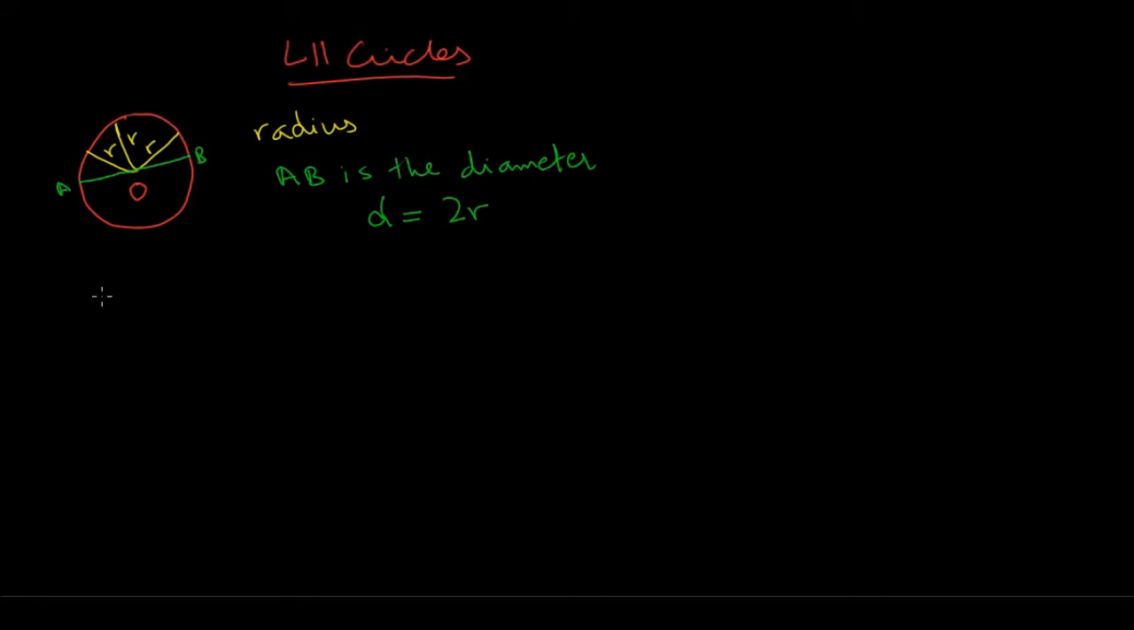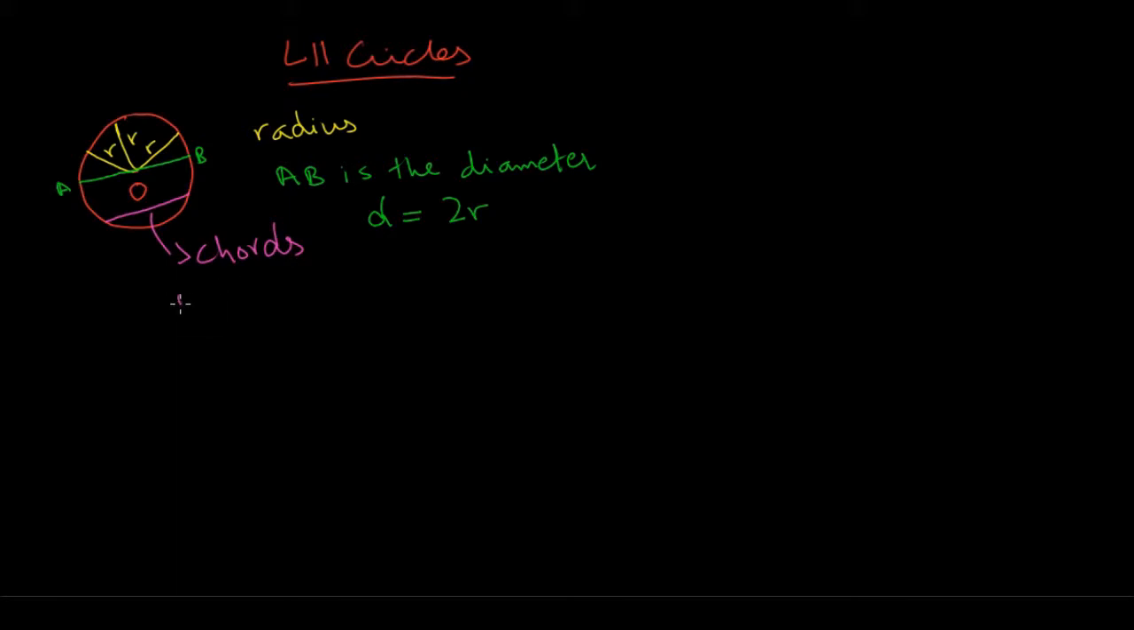The other line segments that you need to be aware of are those that go from one edge to another edge, but they don't pass through the center. These are known as chords. Again, edge to edge, but they don't pass through the center. One thing to know is that all diameters are chords because they go from edge to edge, but it's a special chord since it goes through the center.